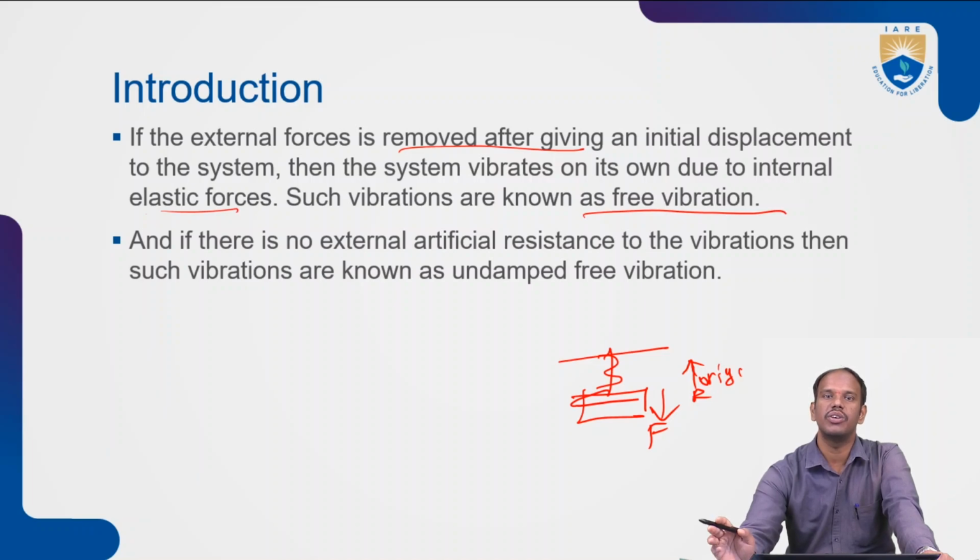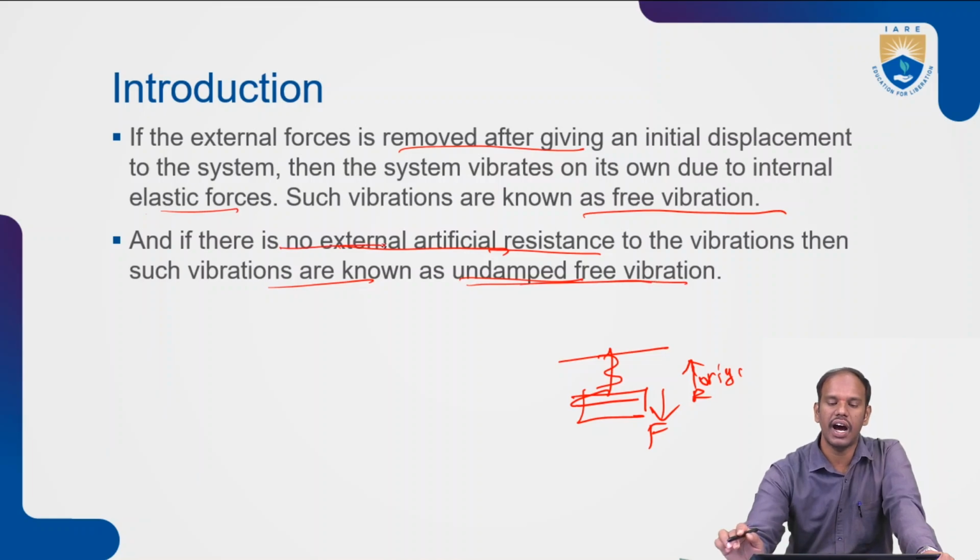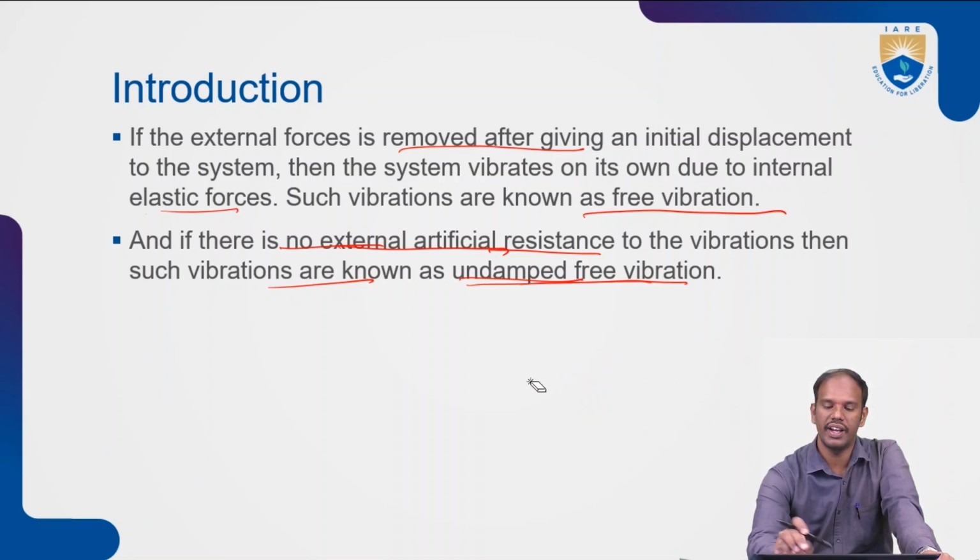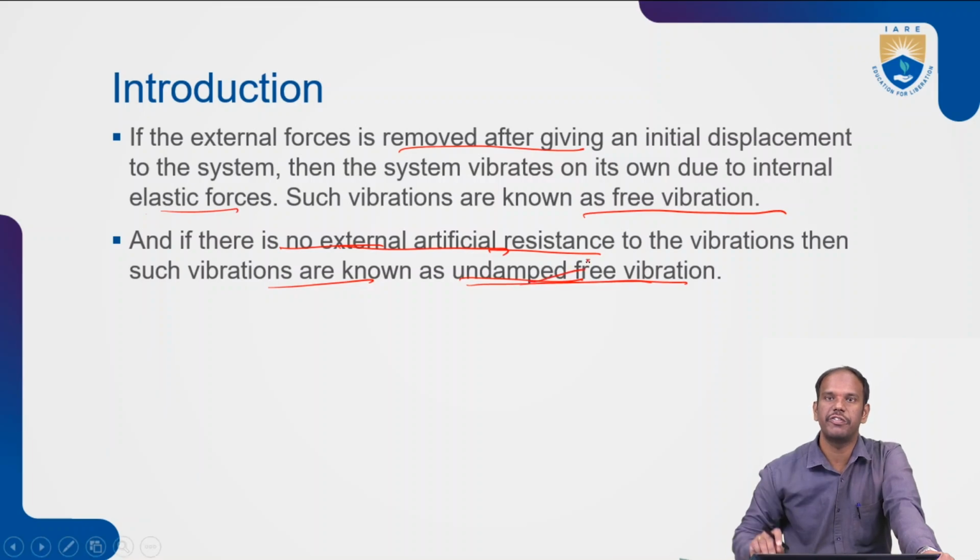That is, we do not give any forces while it is vibrating. The force was given previously, and once it is removed, there is still some vibration due to internal elastic forces, so it is called free vibration. If there is no external artificial resistance to the vibration, then it is known as an undamped system, undamped free vibration.